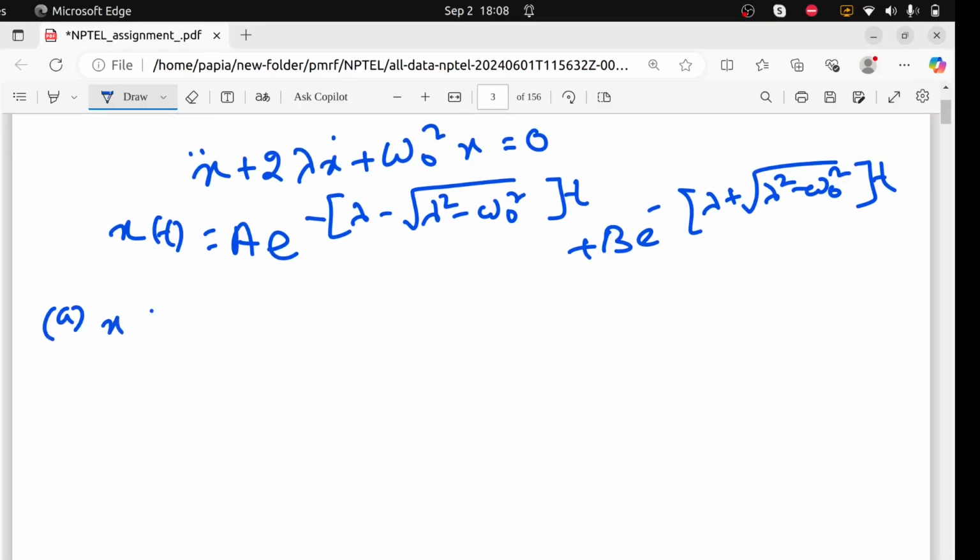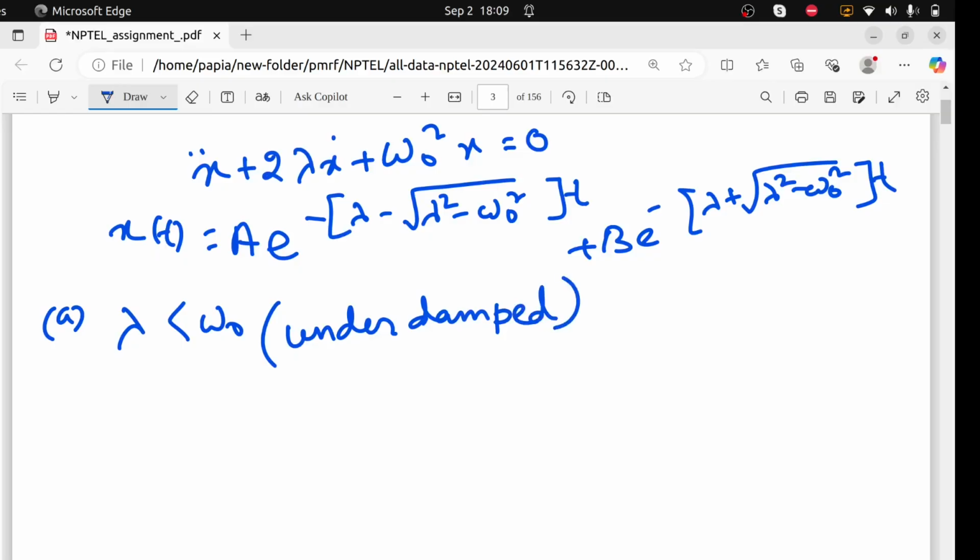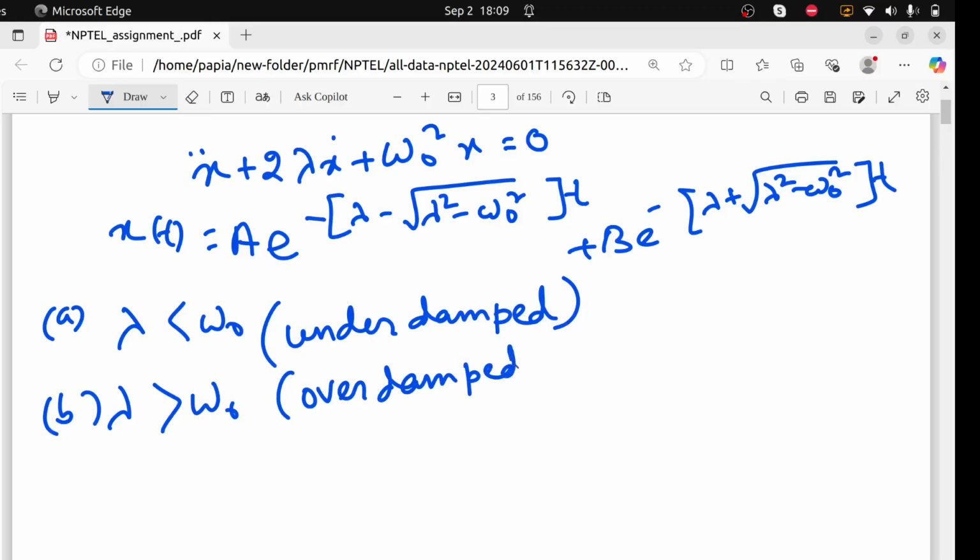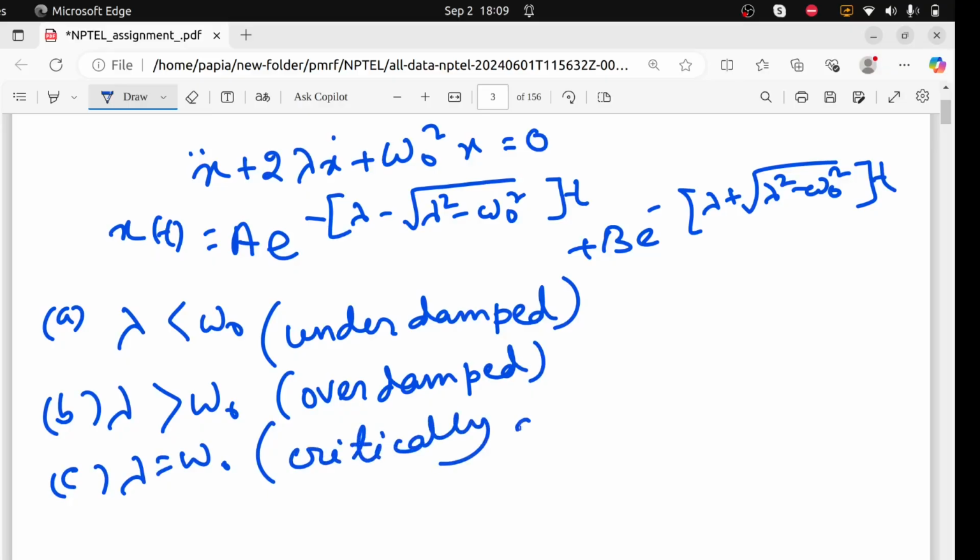One condition is lambda less than omega 0, which is the underdamped case. Lambda greater than omega 0 is overdamped, and lambda equals omega 0 is critically damped. These are the cases they were discussing.